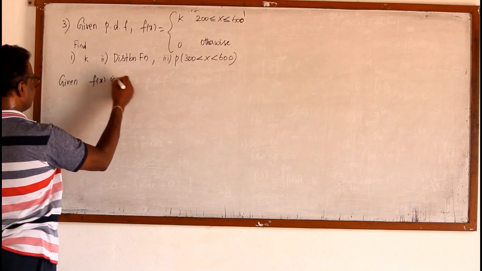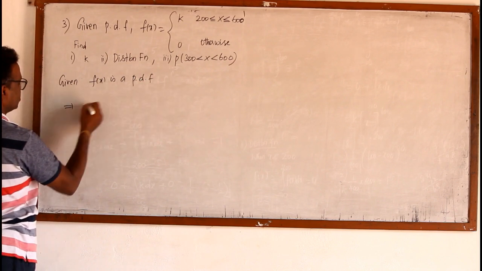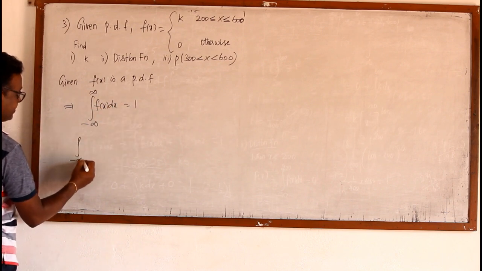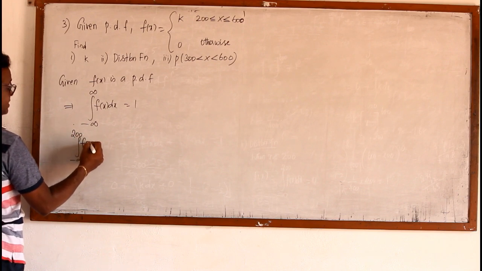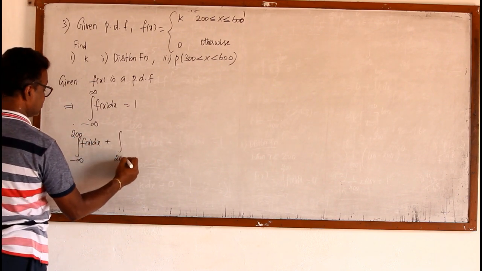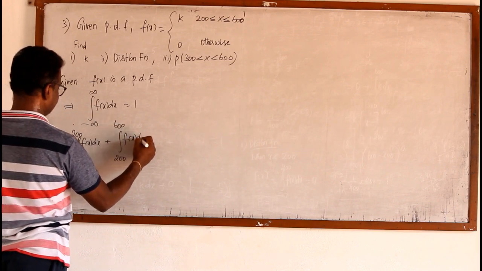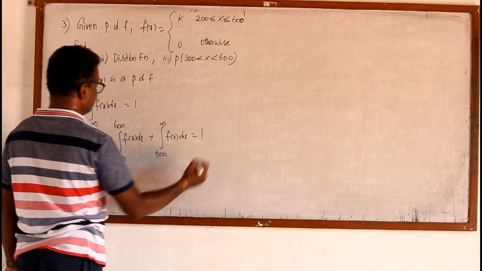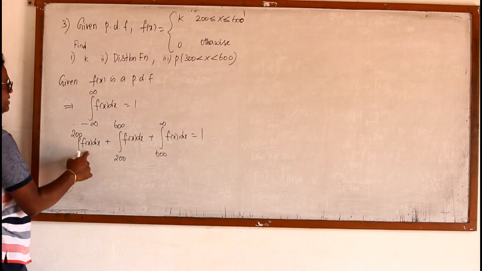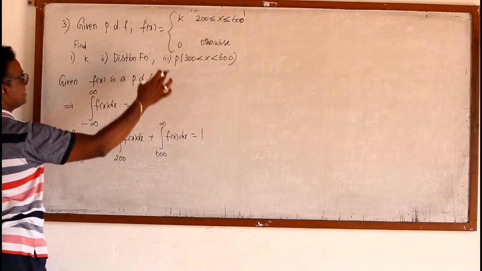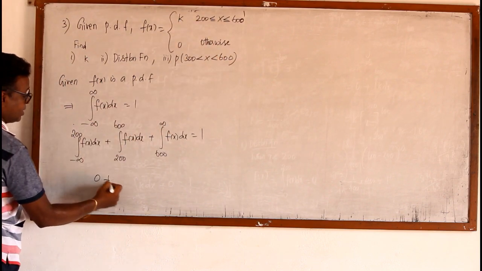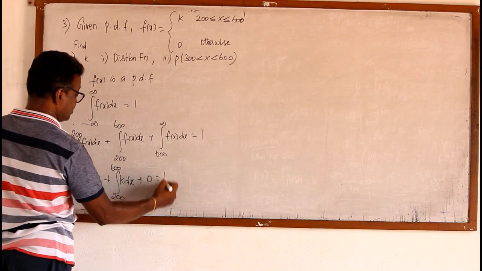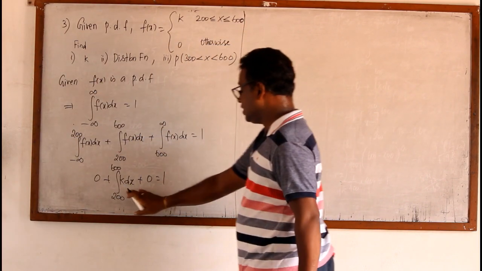Given f of x is a PDF, this implies the total integration from minus infinity to plus infinity of f of x dx is 1. That is, minus infinity to 200 f of x dx plus 200 to 600 f of x dx, then 600 to infinity f of x dx. All these three together give me the value 1. But the first doesn't exist because the function exists only from 200 to 600 and is 0 for all the others. So this is also 0. And from 200 to 600, it is k into dx. And then the last is also 0.